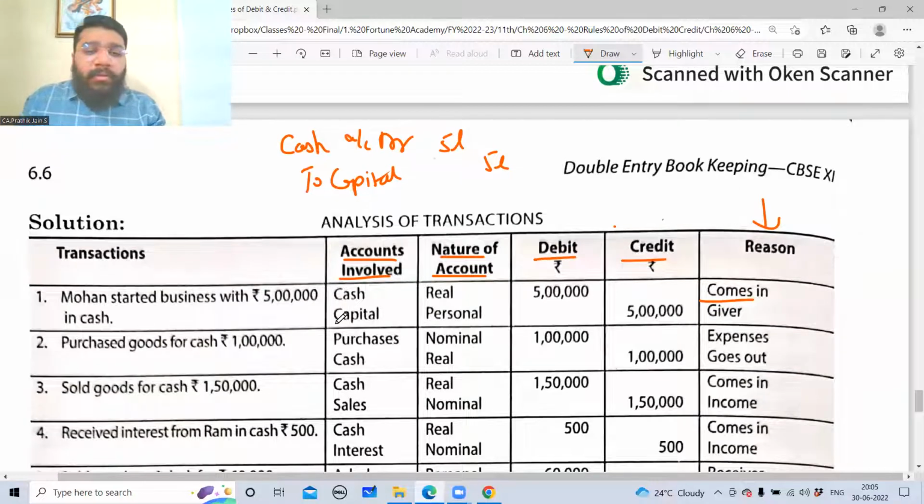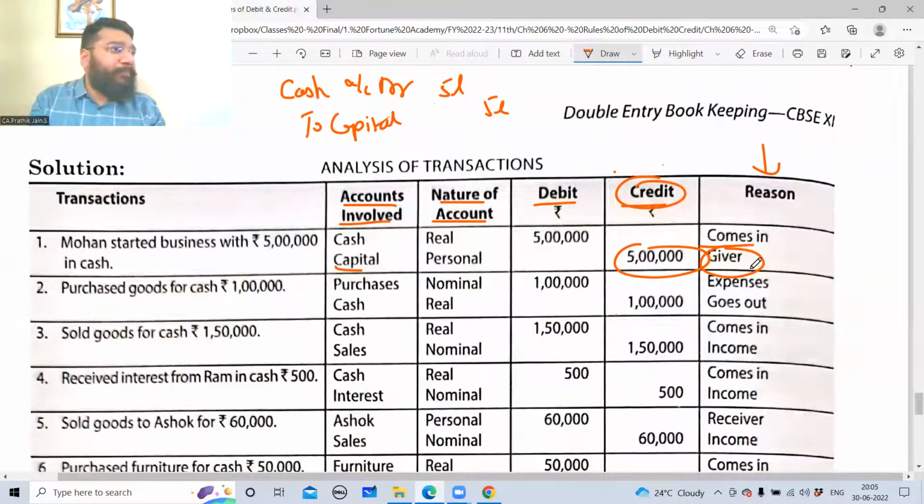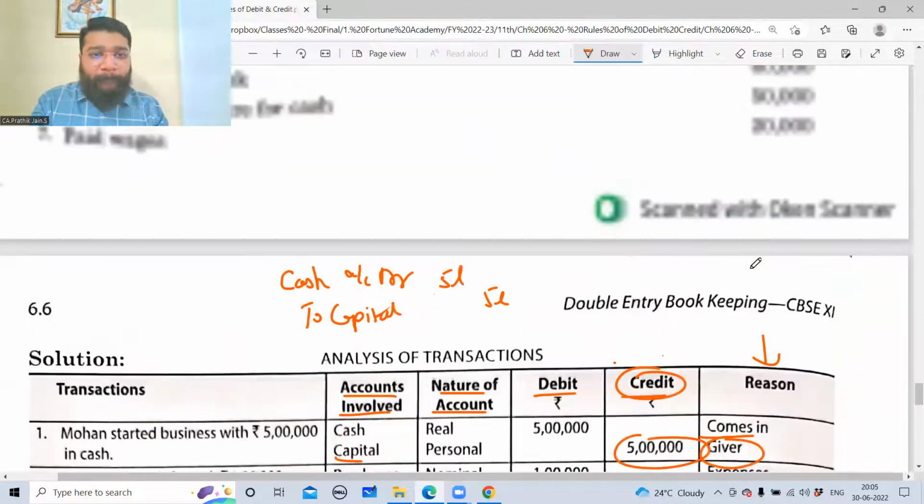And capital is credited, 5 lakh, because he is the giver. So what I did here is just a rough way of presenting. You're not supposed to present this way. You have to present neatly and professionally. Clear?